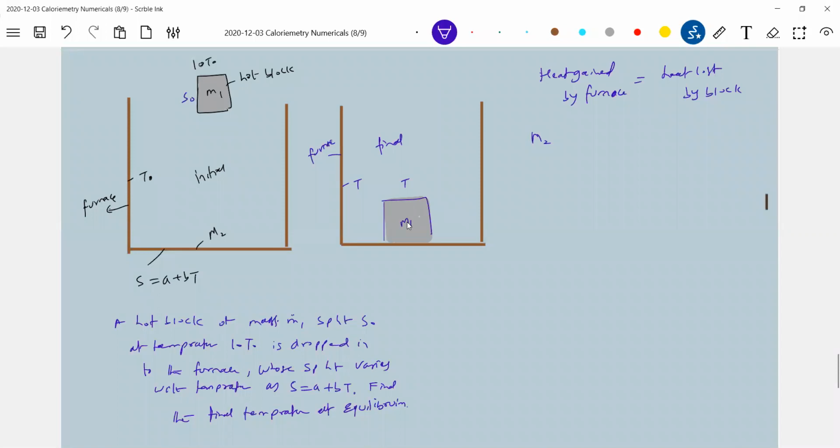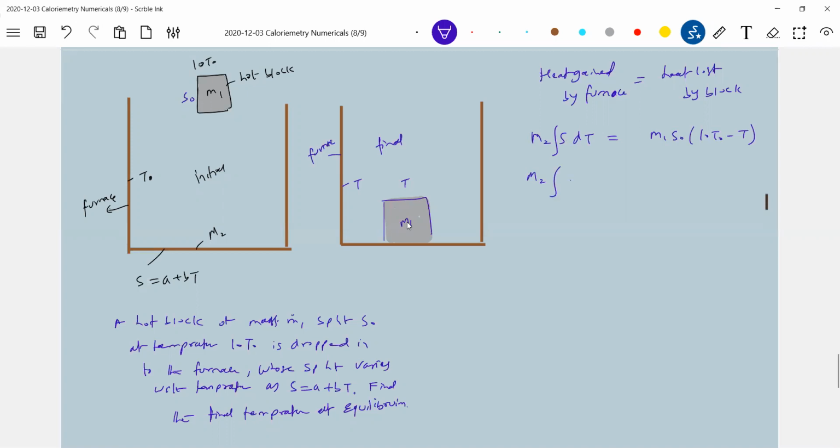Mass M2. What was the initial temp? T naught. So M2 into specific heat of this into dt. This should be heat lost by the block. M1 specific heat S naught, final temperature, initial temperature 10 T naught minus T. So what is the specific heat of this? It should be like this.